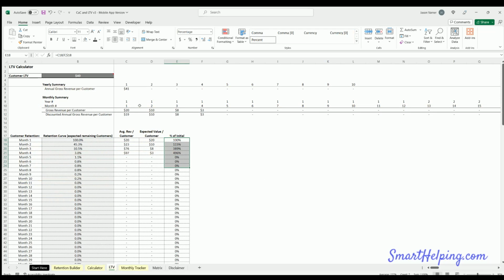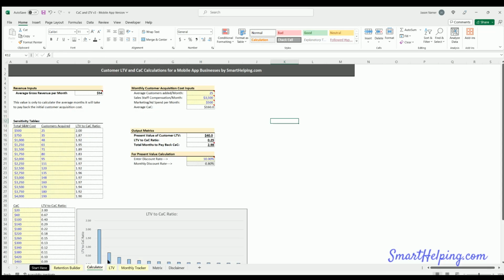But the LTV, the main calculation here that's going to our summary, is this gross revenue per customer, and then the discounted value. Now, if you don't want to do the discounted value, just the total value without discounting, you can zero that out. It's not a huge difference in this case, only like 60 cents of the $40. But that $40 is coming from the LTV calc.